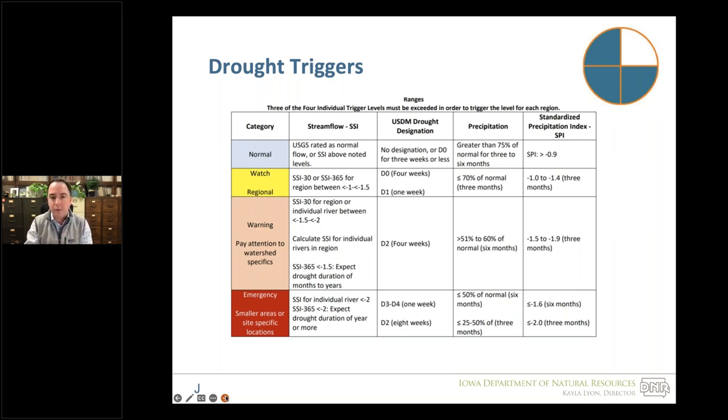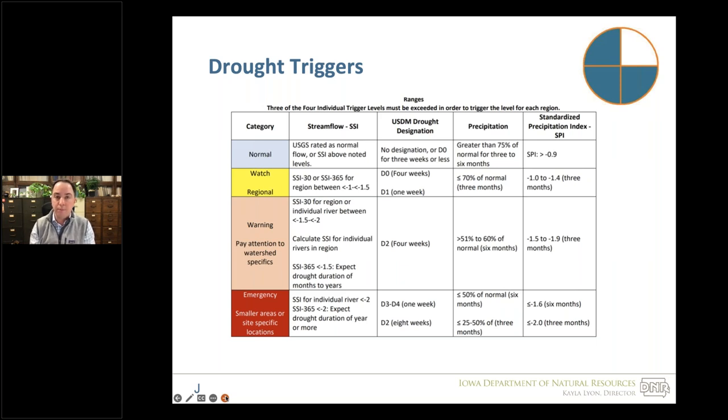So overall, you can see here, we'll look at the precipitation. If we're greater than 75% of normal for 3 to 6 months, we would consider that normal. And then we get into the emergency level there, 25 to 50% of normal for 3 months. We don't really spend a lot of time considering flash drought or rapid onset drought, but we have built out the trigger tables to sense the possibility of flash drought. And talking with Tim and talking with Molly this week, we do need to include more information on flash drought and think about those in our trigger tables.